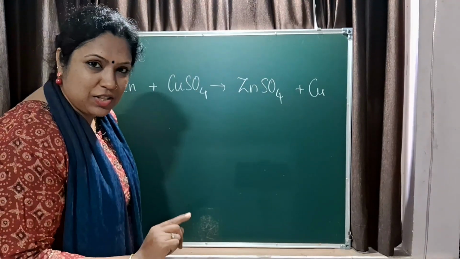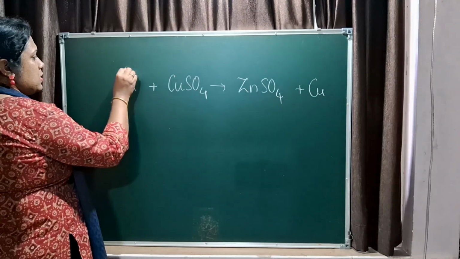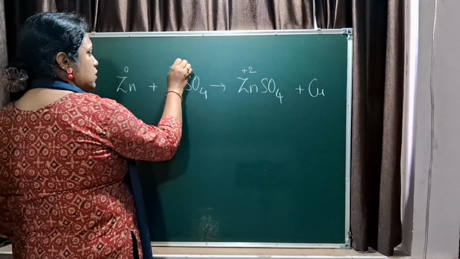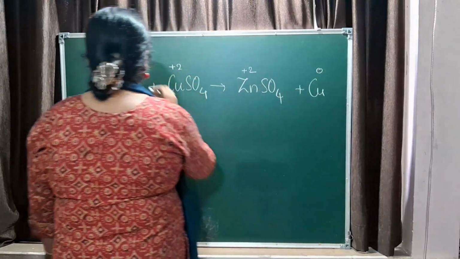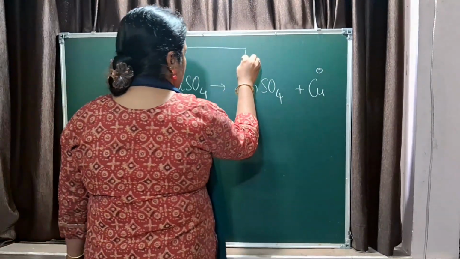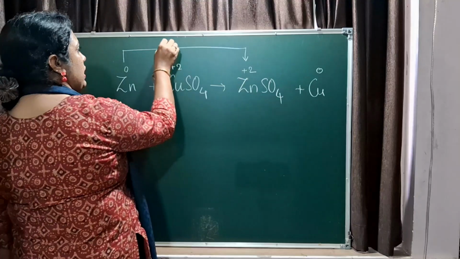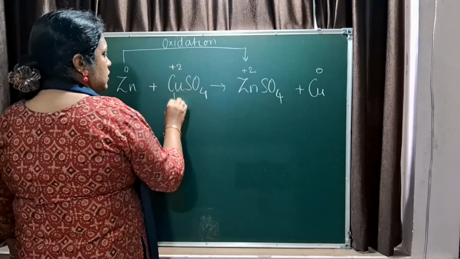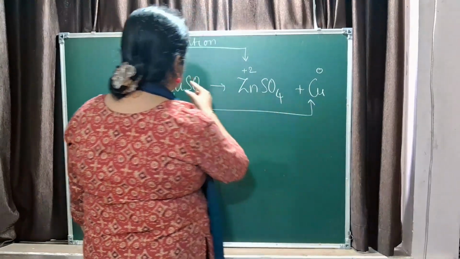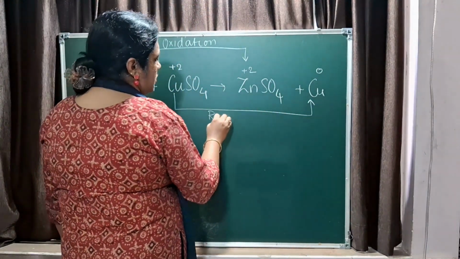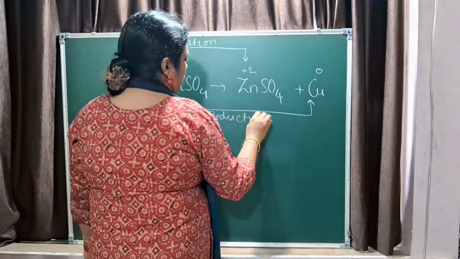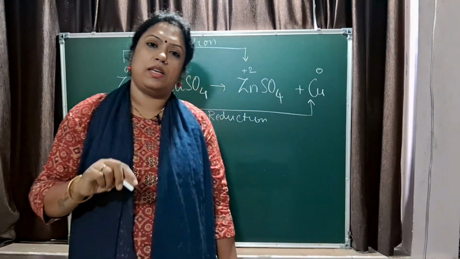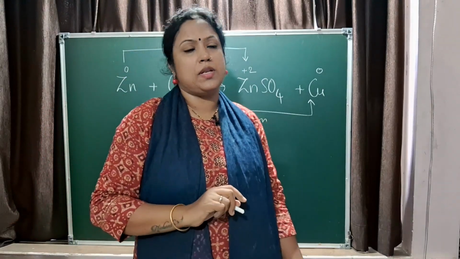Yes, I hope you followed the instructions. Now zinc is 0, here zinc is plus 2, copper here is plus 2 and here is 0. So now zinc is 0 to plus 2, number is getting increased, so it is oxidation. Plus 2 to 0, number is getting reduced, so it is reduction. Okay, now is this understood? How many of you are correct? Yeah, put yes, I am correct in the comment section.